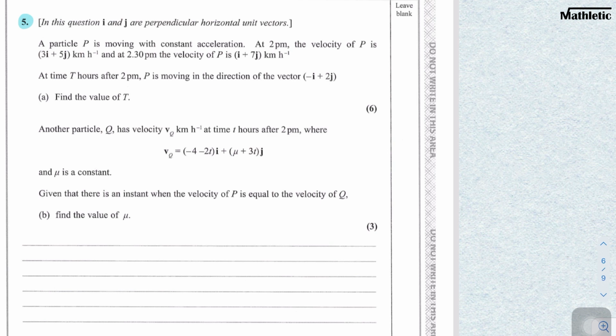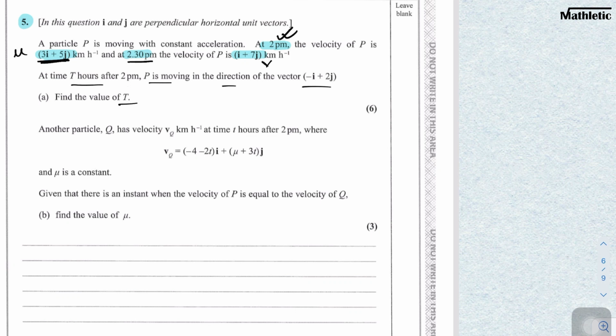Number 5 is from the chapter vectors. We have this particle P moving with constant acceleration. At 2 p.m. the velocity is 3i + 5j. Then at 2:30 the velocity is i + 7j. So this point can be considered as the starting point, so the velocity at this point is the initial velocity. Let me denote it by u. Then at 2:30 this is the final velocity. So after t hours, P is moving in this direction. We need to calculate t.